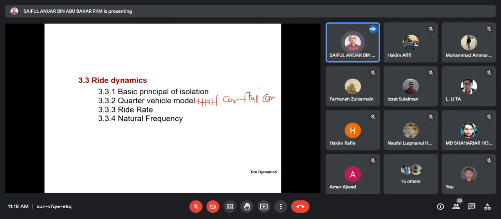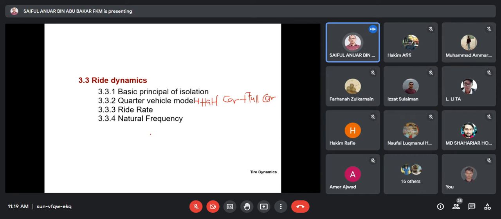Then for ride rate, we're going to look at the concept of ride rate using a quarter car model. We're just going to use the quarter car model example to roughly determine the ride rate, which is a rough estimation of how good our suspension is at isolating unwanted vibrations which come from the road. And then we're also going to take a look at the suspension natural frequency.